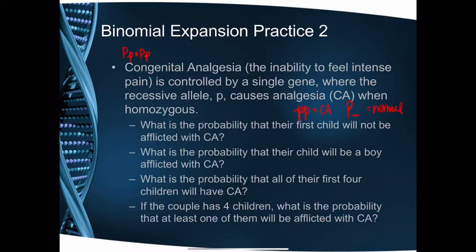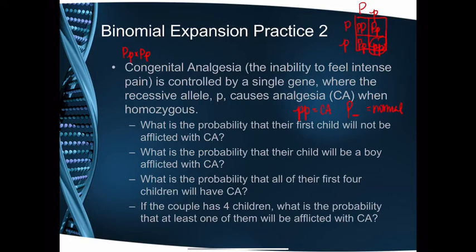Okay, so what is the probability that their first child will not be afflicted with CA? So we want to do our Punnett square of the parents to see our probabilities. And this may be one that you don't really have to do. You kind of know what it is. So 25% chance that they're going to have CA.